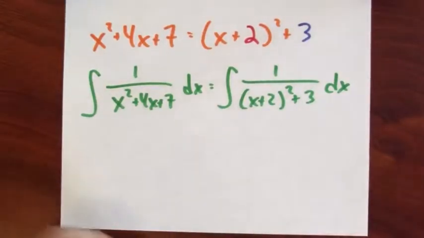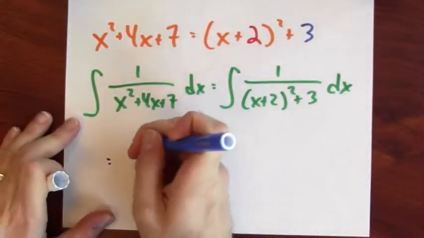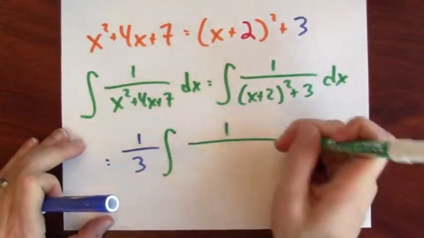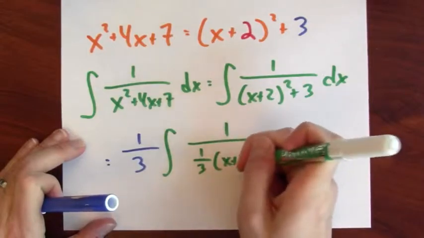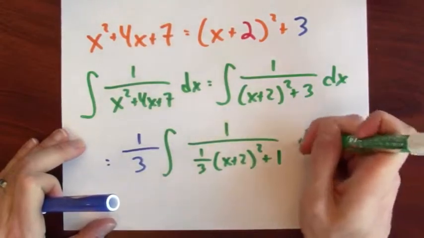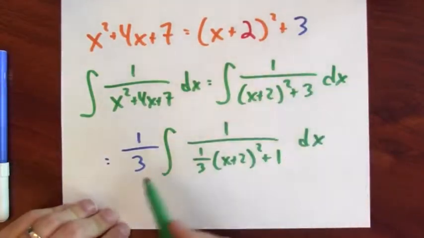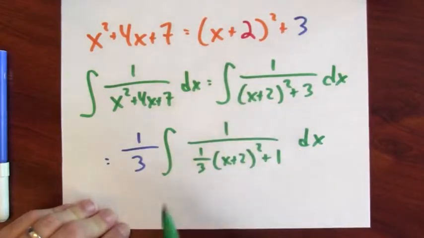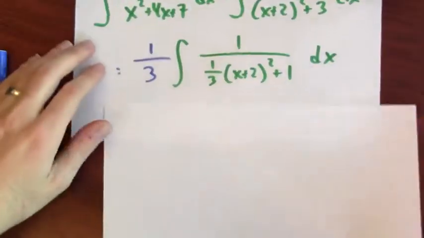I can get a constant here. I can factor out something. I'll factor out a third, and then it'll be the integral of 1 over 3 times x plus 2 squared plus 1 dx. This is the same thing as this, because this 3 times a third is just the 1 here that I haven't written, and 3 times plus 1 gives me this plus 3. Now I'll make a substitution.